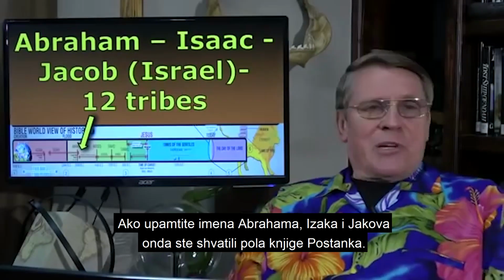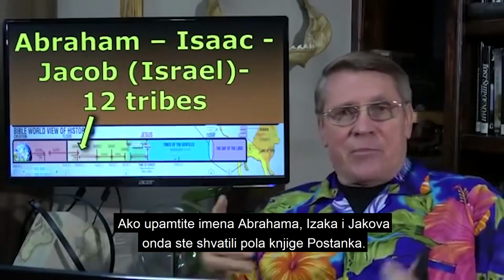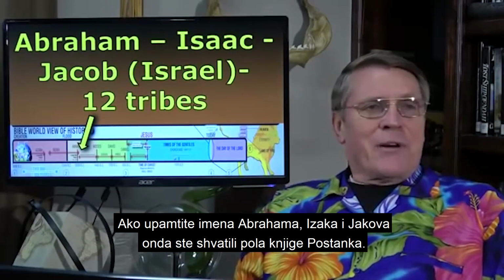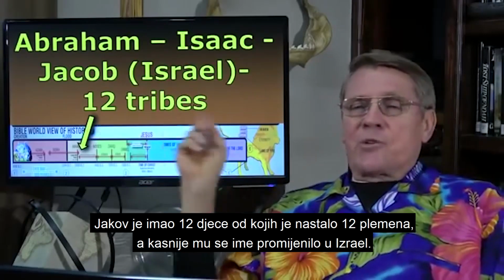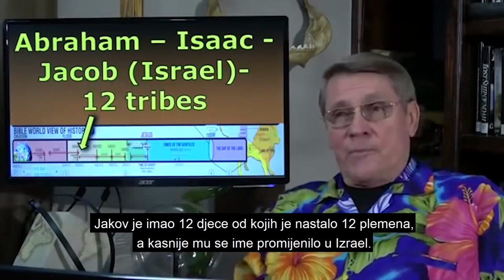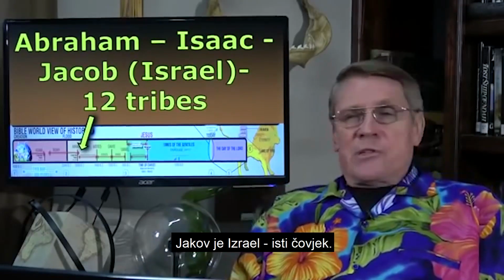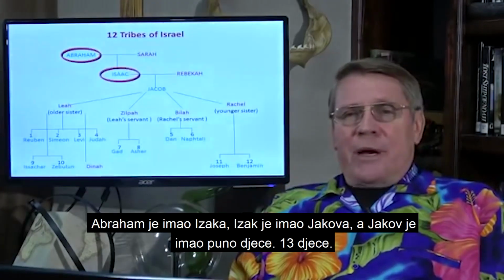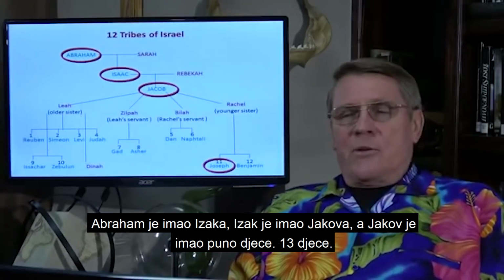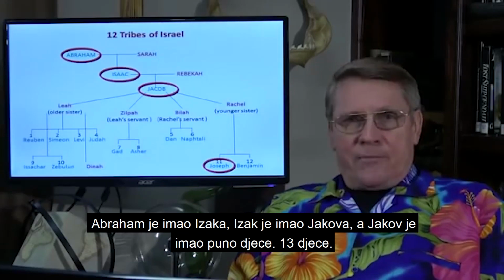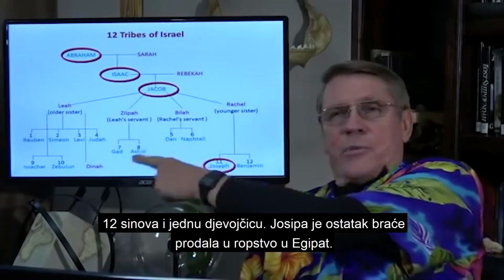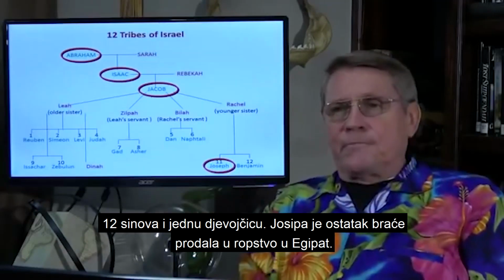If you memorize the names Abraham, Isaac, and Jacob, you got half of the Old Testament book of Genesis figured out. That's the sequence. Jacob had 12 children, and they became the 12 tribes, and later his name was changed to Israel. So the same guy, Jacob and Israel, same guy. Abraham had Isaac, and Isaac had Jacob, and Jacob had 13 kids, 12 boys and 1 girl. The one boy, Joseph, is the one the other brothers sold to be a slave down in Egypt.